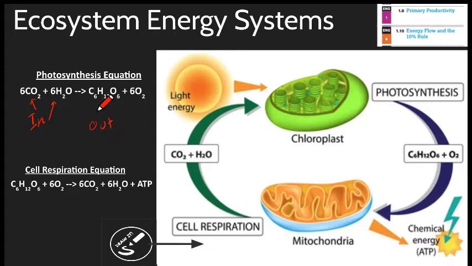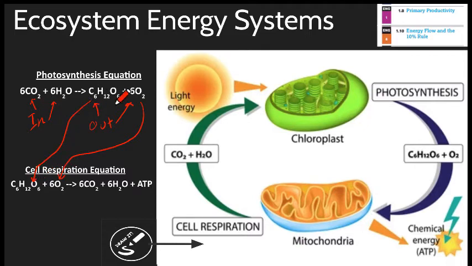When we talk about inputs and outputs of matter that's needed to create this energy, we need sunlight, obviously, as an input for photosynthesis. We also need carbon dioxide and water. Our outputs are glucose and oxygen. Consequently, those outputs then become inputs of cellular respiration.